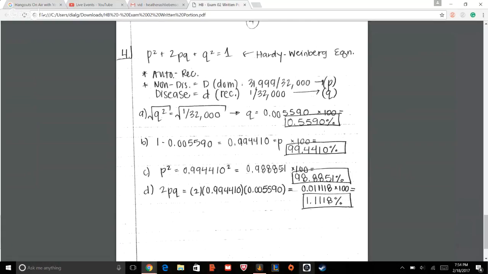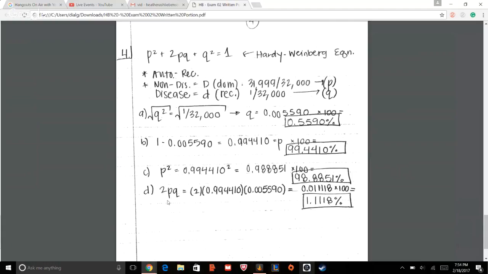For part C, what is the frequency of the homozygous dominant genotype in the population? So homozygous dominant in the Hardy-Weinberg equation is p squared. So we take our calculated p value from above, square it, and we get 0.988851 times 100 equals 98.8851%. And that's the percent of the population that has the homozygous dominant genotype.